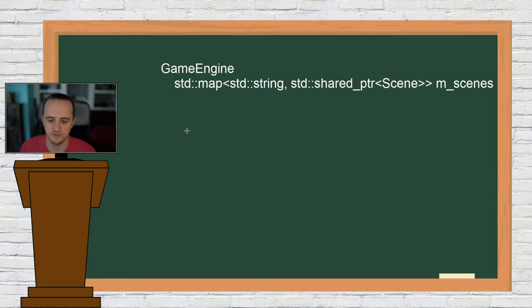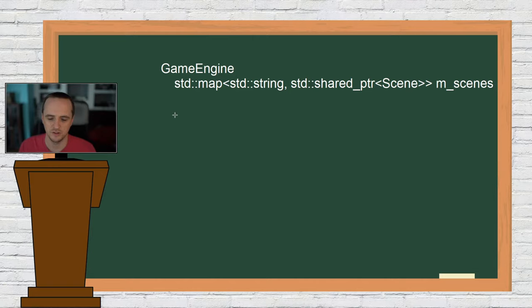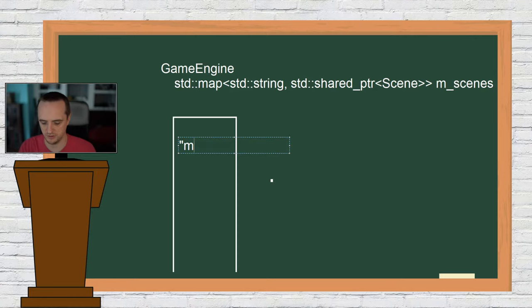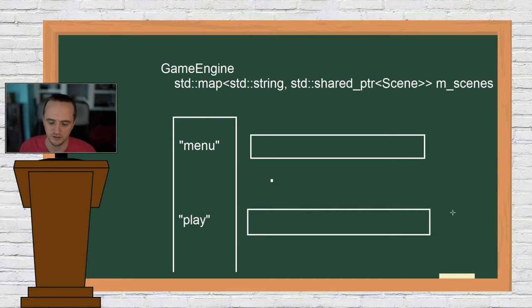If we look at how this map is indexed, over here we can view this as the keys. So over here, I might have a menu string. Over here, I might have a play string. And what these are going to point to is, over here, the menu scene object, and this is going to be the play scene object. So if I want to switch the scene, I can say, switch the scene to the menu scene, and then it will be loading this scene as the current scene to be playing. And here, if I want to switch to the play scene, then it's going to be displaying this play scene.